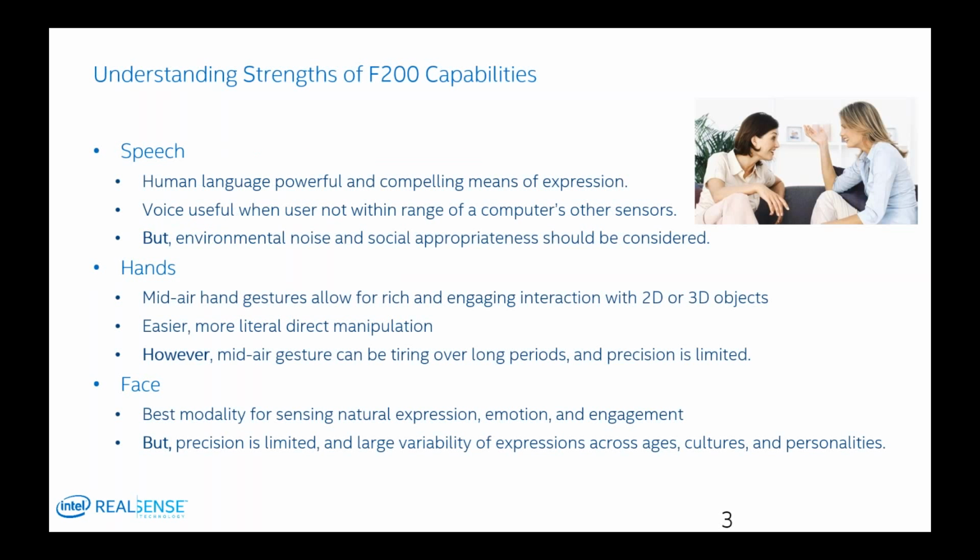With RealSense and the F200 camera, you have many capabilities provided by the SDK. You have speech, hands, and face tracking. These are the main ones. All these modalities have strengths, and they have some drawbacks too. For speech, of course, it's compelling when you use things like Siri or Google Now. It can be really cool. But when you're in front of a computer, sometimes you're not alone, sometimes you're in a noisy place. So you need to take into account the environmental noise and all the things that are happening around the computer.